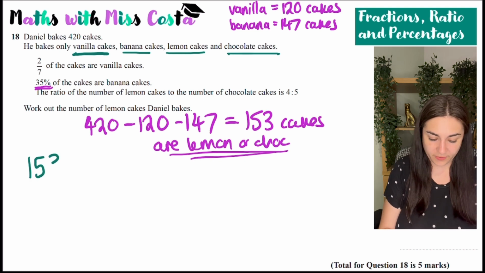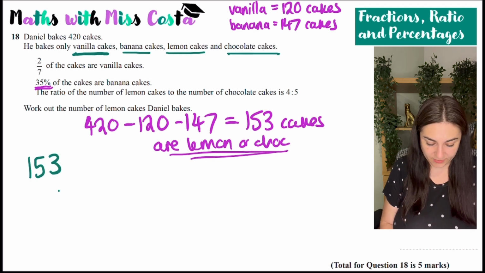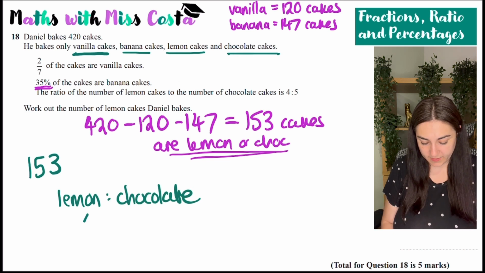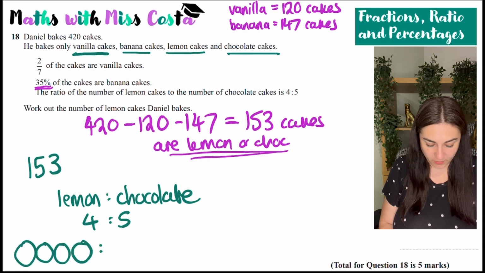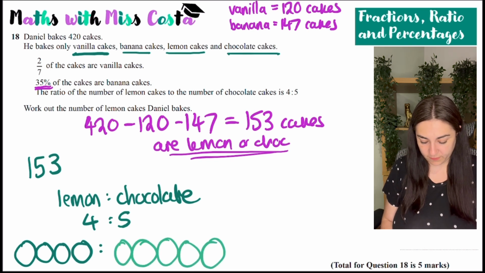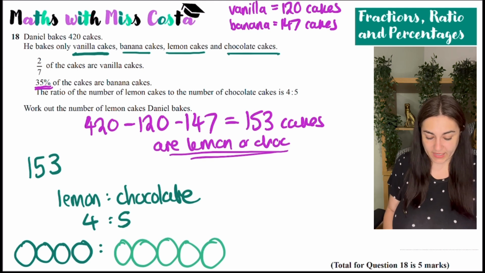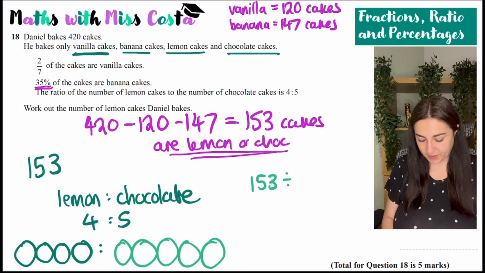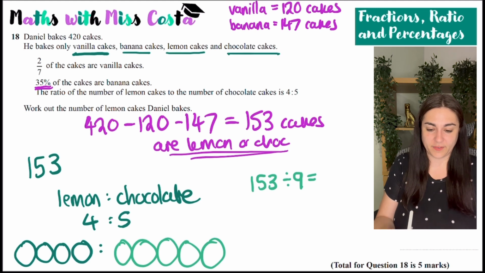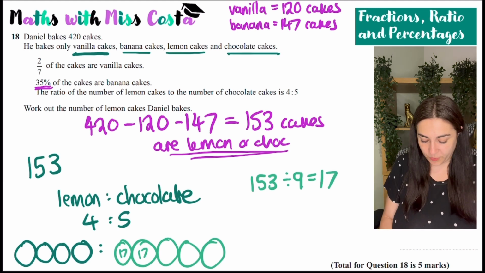So I know that 153 is split into the ratio lemon to chocolate, which is 4:5. So I could just do my little parts. So that's 1, 2, 3, 4 parts for lemon and 1, 2, 3, 4, 5 parts for chocolate. So in total, there are 9 parts. So what I'm going to do is 153 divided by 9 to figure out the value of 1 part. So 153 divided by 9 is 17. So 1 part is worth 17.